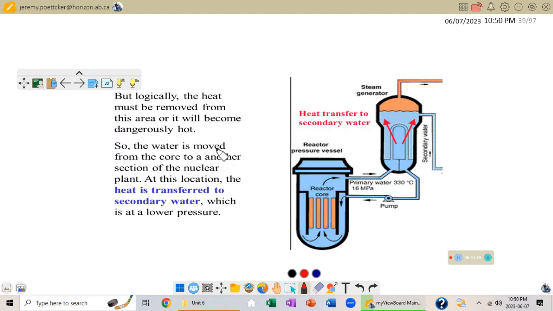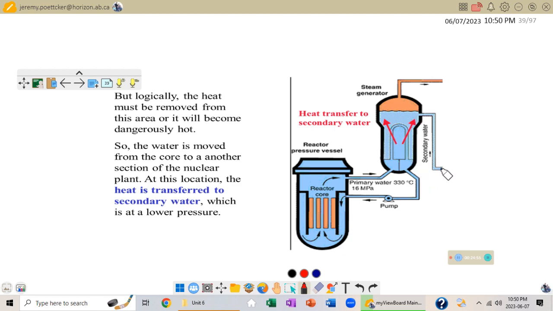Logically, the heat must be removed or the area will become dangerously hot. If we don't remove it, eventually something bad is going to happen. Because if you think about it, if water is under pressure, and then we start to boil the water, now the pressure is going to increase dramatically because liquid water doesn't take up nearly as much space as steam. So in terms of how this reactor works, we pump the primary water, this heavy water, away from the reactor core. And it goes through a loop, and its heat is transferred to what they call secondary water.